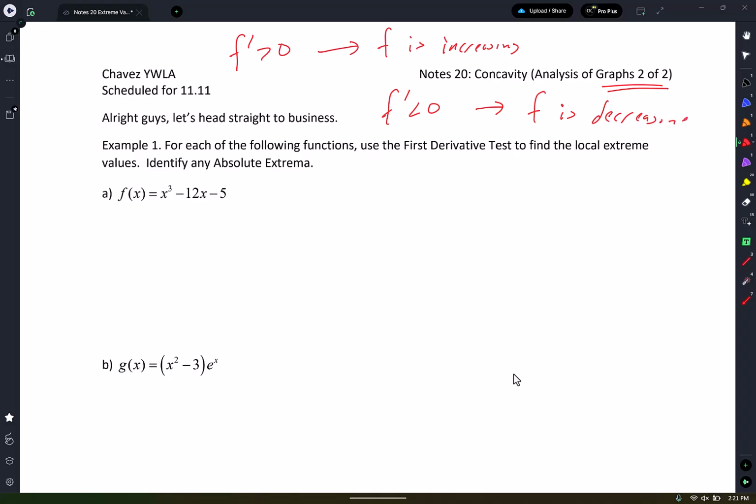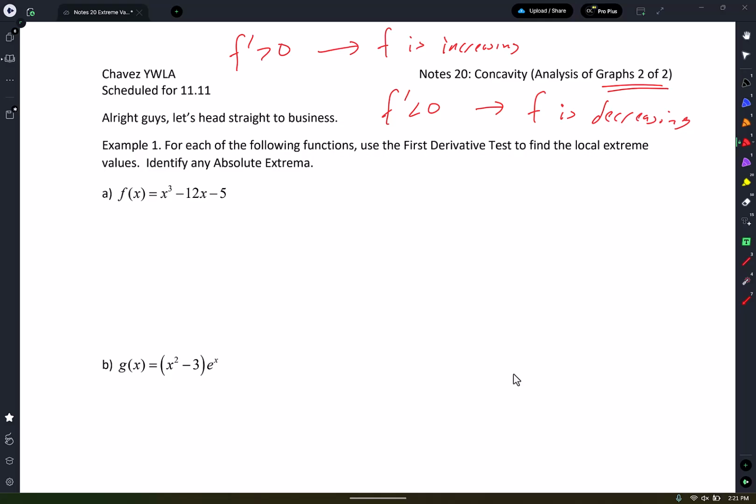Don't be a robot. Make sure you know what's going on. F prime is the slope of f. If the slope of f is positive, then you have to go up. Instead of saying up, I should say increasing. Then f has to increase. If the slope of f is negative, then f has to decrease, because left to right, it has to go down. Does that make sense, guys? Okay, so that's what we did last time.